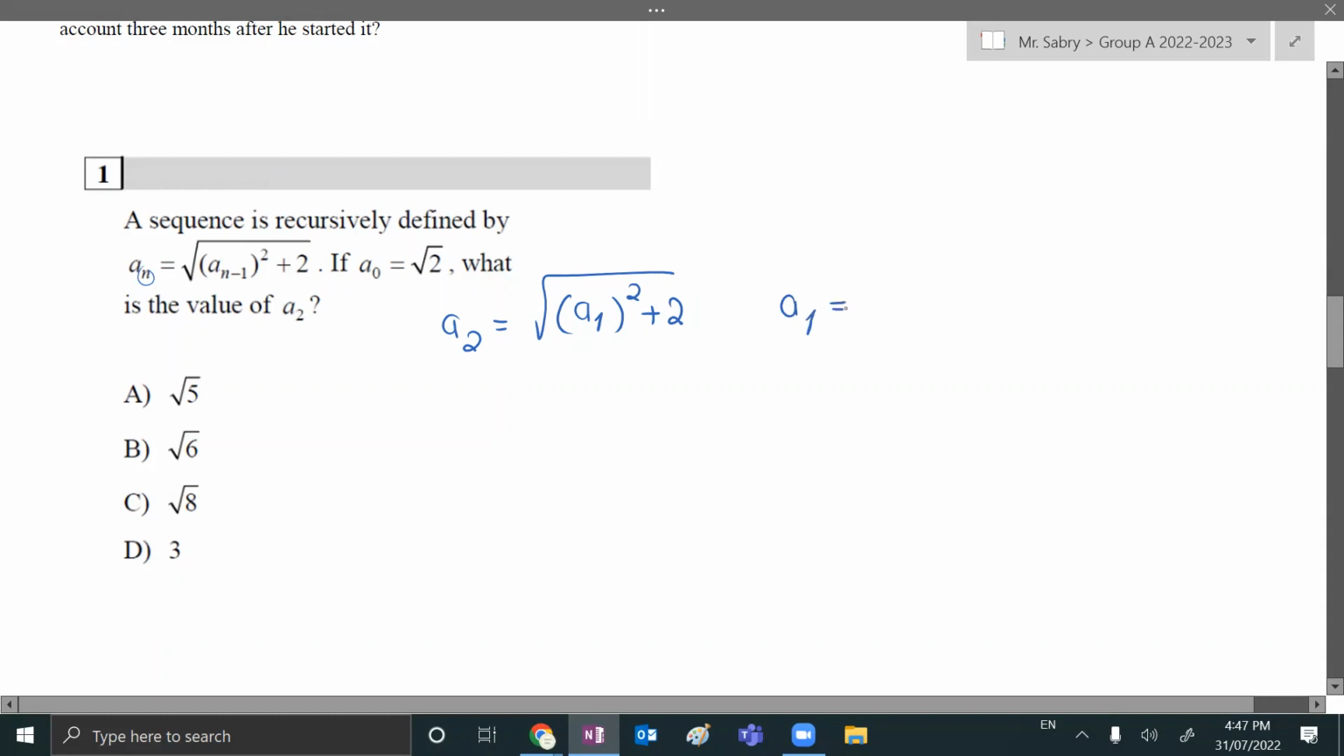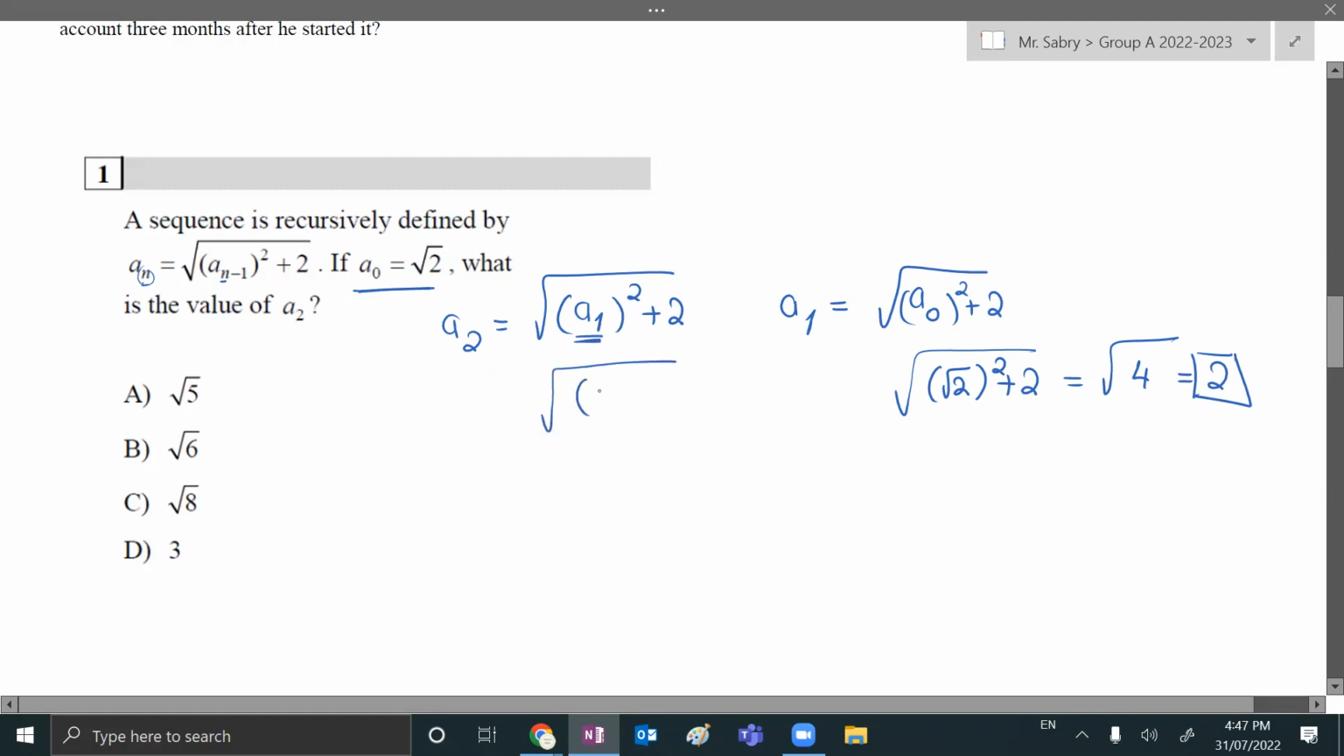So I'll use the same rule. Now instead of the n, I'll substitute 1. So a1 minus 1 is just a0, all to the power of 2 plus 2. Do I have the value of a0? Yes, it's given. So it's root of (root 2) to the power of 2 plus 2, which is root 4, which is 2. So now I have a1, which means I have the value of this part. So it's root of 2 to the power of 2 plus 2, which means it's root 6. So this is the value of a2, root 6.